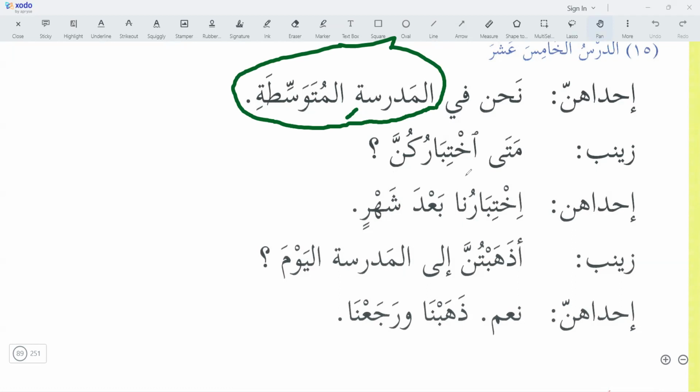Matakhtibaru kunna? When will be your exams? Ikhtibaru, exams, examination. Kunna, yours. Or you can say, when are your examinations? Ikhtibaruna ba'da shahrin. Our exams are after a month. Ba'da, after, is zarf and mudaf. Shahrin will be mudaf ilayhi.